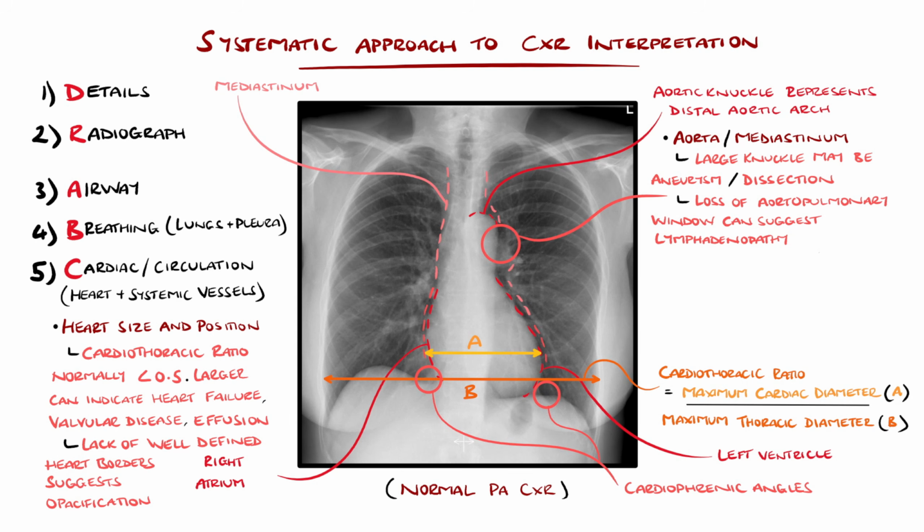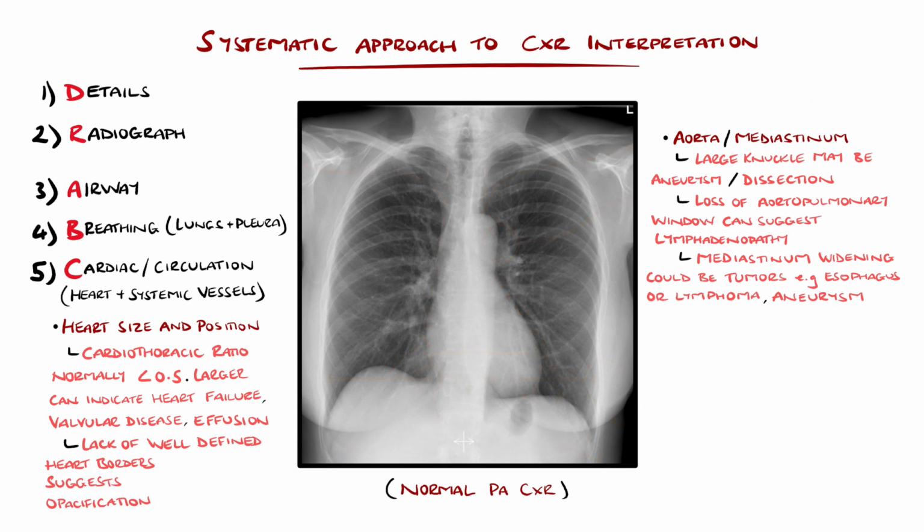Widening of the mediastinum, which is the central compartment of the chest, made up of the contours of the borders of the heart, aorta, and hilar, can be due to tumours, for example of the esophagus or lymphoma, a thoracic aneurysm, or thymoma, typically with the superior mediastinum having a width of under 8 cm.